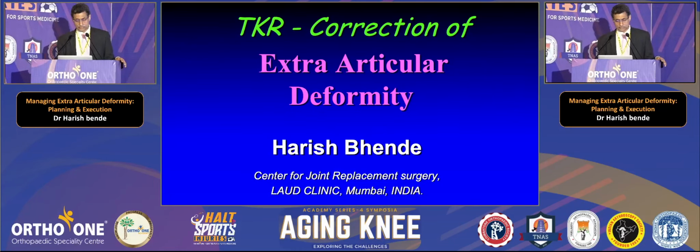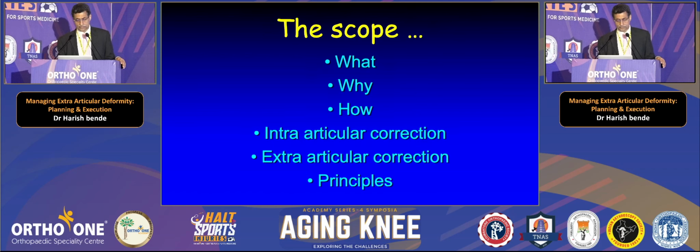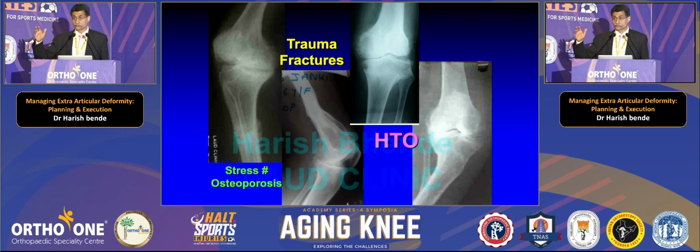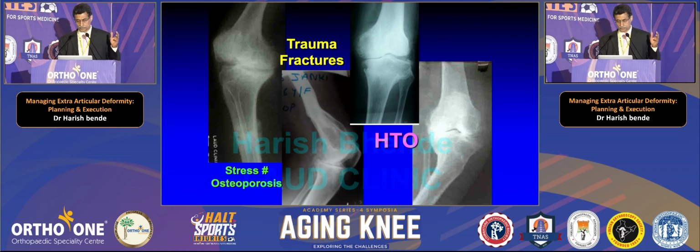So we talk about extra-articular deformity. Basically, we need to know exactly what the scope is, what extra-articular deformity is, why it happened, and how it happens. And when we talk about correcting extra-articular deformity, we have to initially know what is meant by intra-articular correction. So we discussed just the principles. Various reasons give you a deformed femur or deformed tibia. It could be trauma, fracture, stress fractures, osteoporosis, HTO, etc. And you can get these weird types of pictures in your clinic.